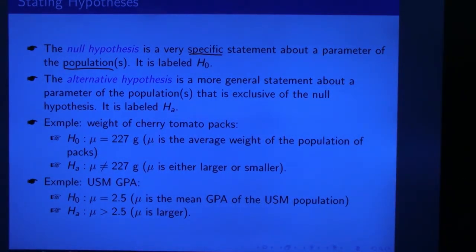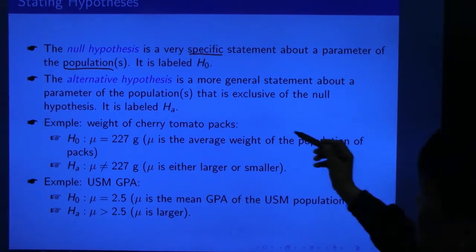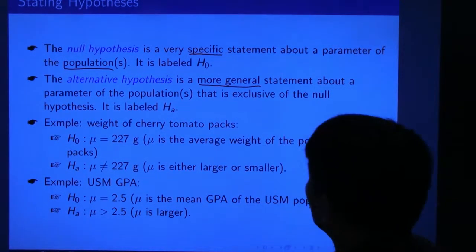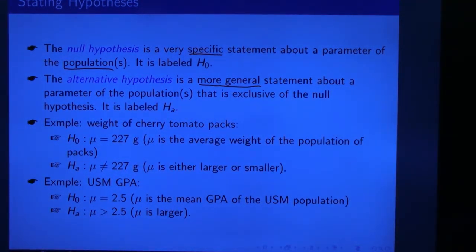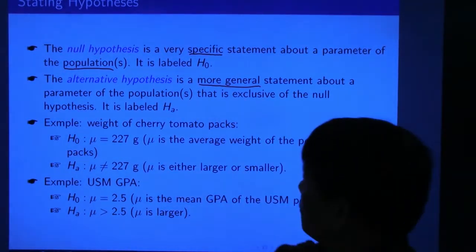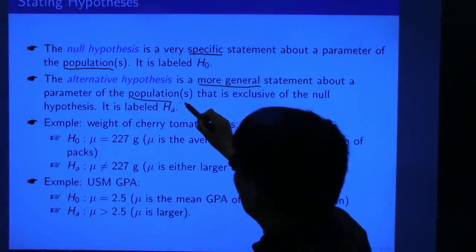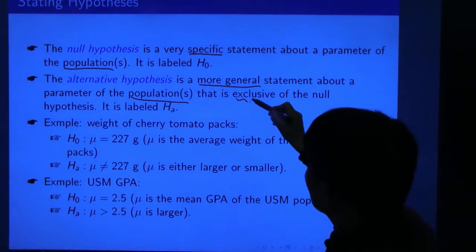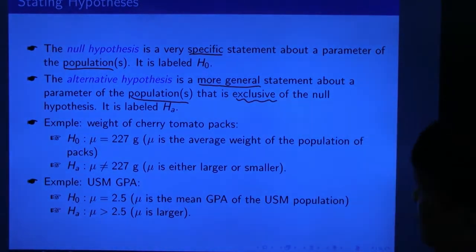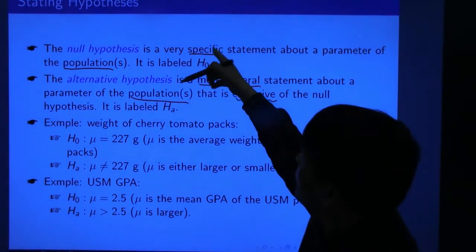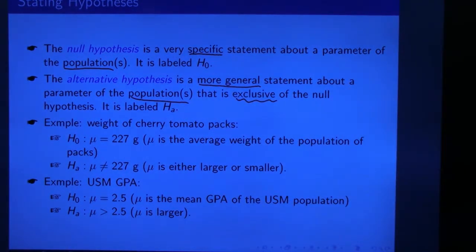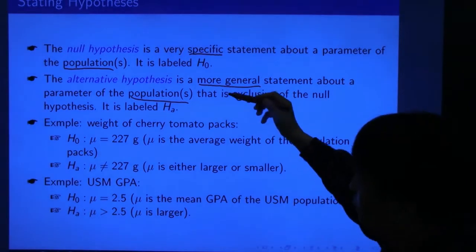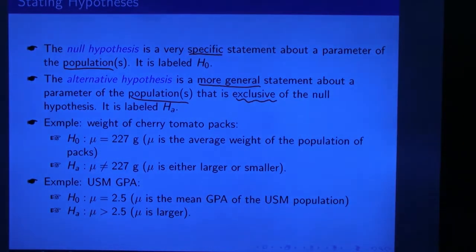The alternative hypothesis is more general. This is specific; this is a more general statement about a parameter of the population, still applied to the population, that is exclusive of the null hypothesis. That means this does not include the statement here, and it is labeled by HA, meaning alternative.